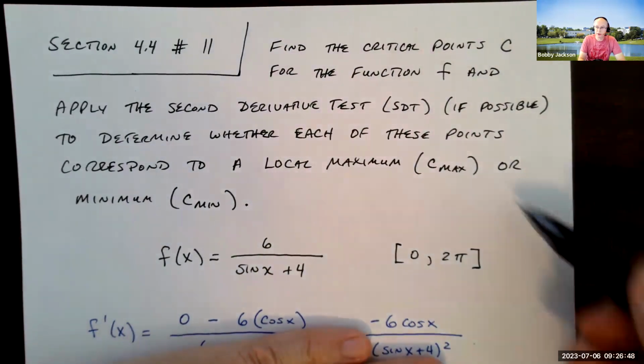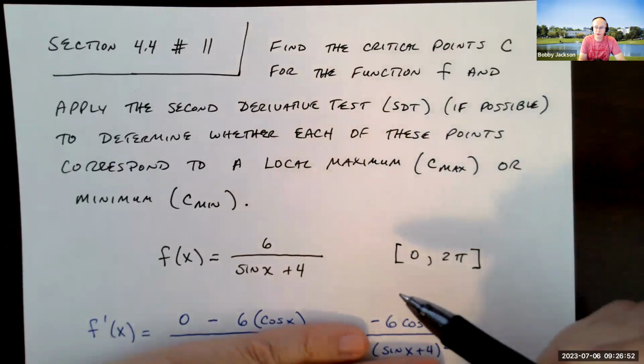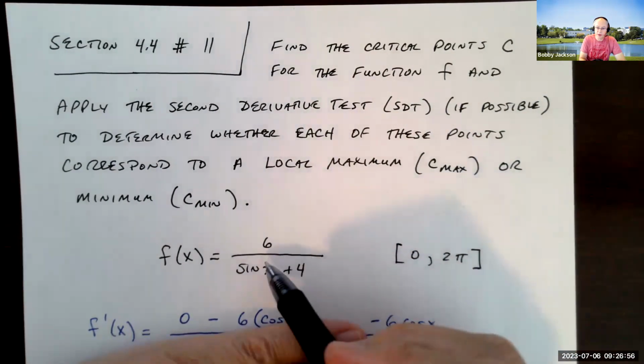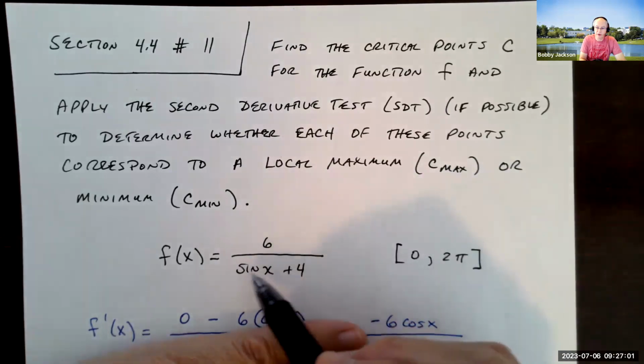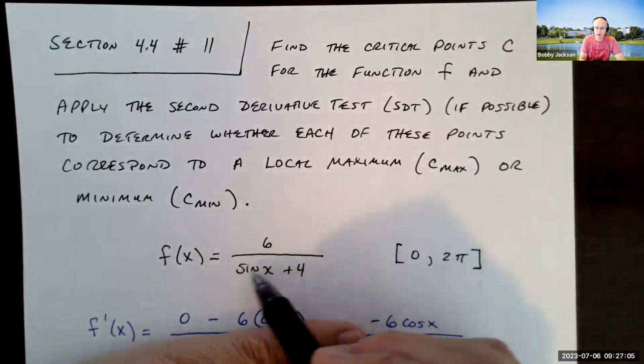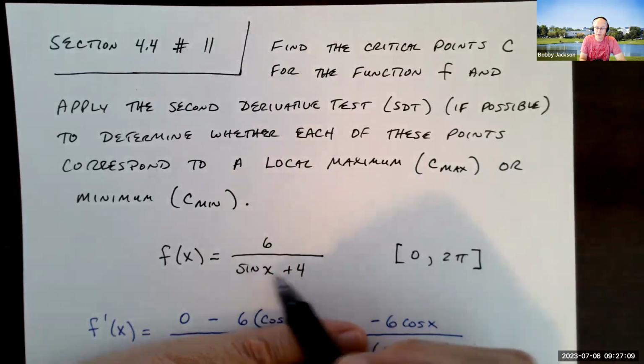So we want to, first of all, of course, find critical points. How do we find critical points? We need to find the derivative and find out when the derivative is equal to 0. Notice the function here is never undefined because the value of sine of x is always between -1 and 1. So this denominator is always between 3 and 5 inclusive.